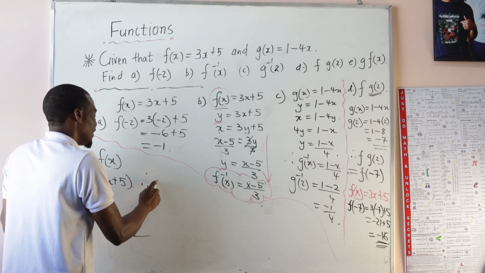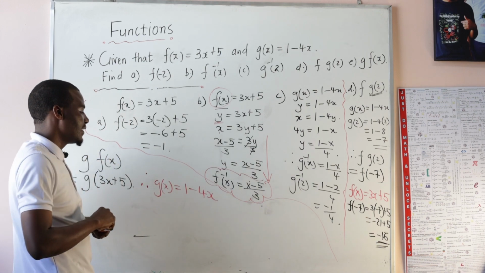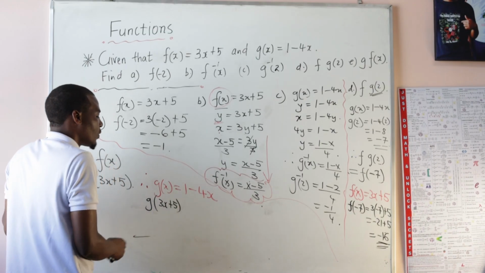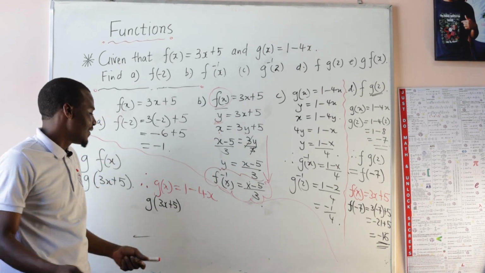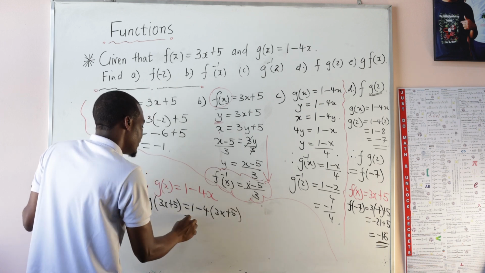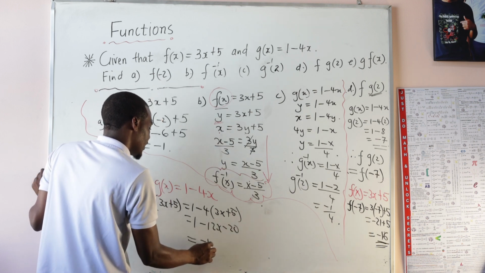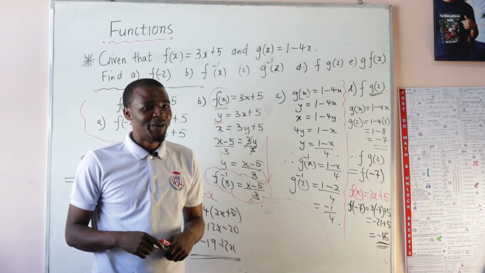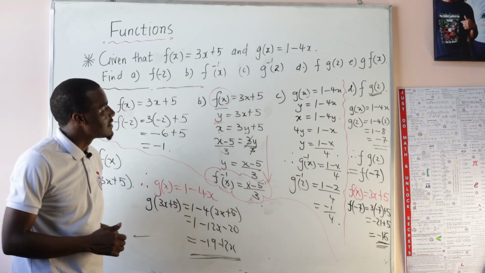How best are we going to simplify that? We know very well that g of x is given as 1 minus 4x. Right? What about g of 3x plus 5? Wherever there's x in g of x, I'm going to replace it with 3x plus 5. So by the end of the day, it will be 1 minus 4 times 3x plus 5. And if I simplify this further, it will be 1 minus 12x minus 20. And 1 minus 20, I'll get minus 19 minus 12x. So this will be our final solution. So yes, that's all I can say so far as composite functions are concerned.